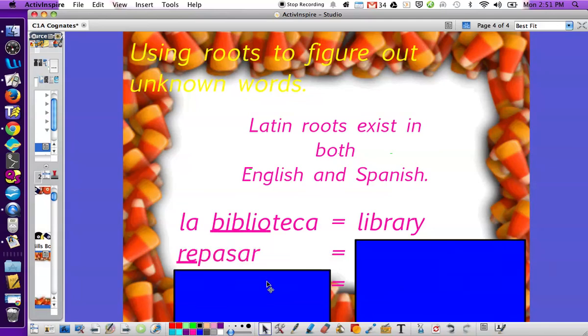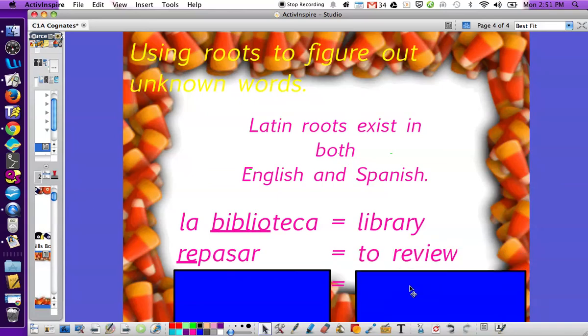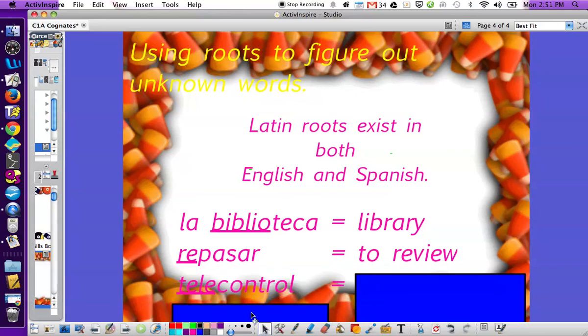Another example is repasar. Re we know means again because we have that same root, re, in English. And pasar I know means like to spend, because pasar tiempo con mis amigos means to spend time with my friends. So it looks a little bit like it's spending some time redoing something. And that's kind of what it means. It means to review. So knowing that re means to do again can help me figure out that repasar means to review.